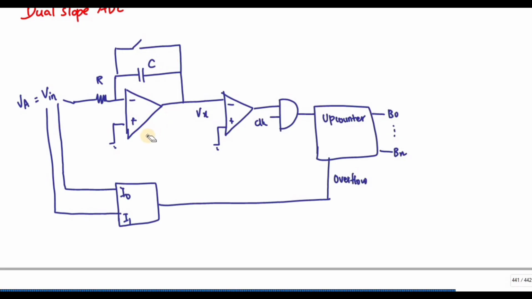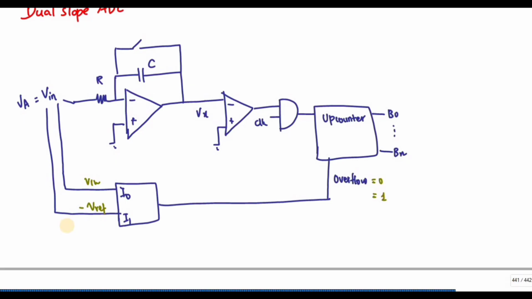Here you can see I have an integrator, a comparator, an AND gate and an up counter. This is similar to that of the single slope ADC. In addition to that, I have an overflow bit. If the overflow bit is 0, V in gets selected. Or if it is 1, this will be selected, so you will get minus VREF.